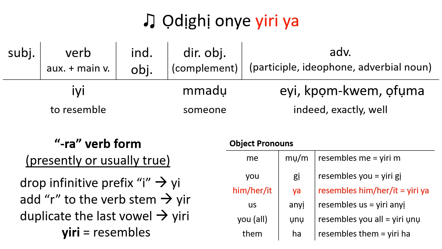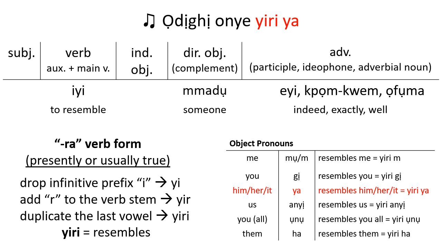We've discussed him as ya. Ya is gender neutral and also means her, and it also means it, so it's not specific to people or living things. So yiri ya can mean resembles him, resembles her, or resembles it. The context of the statement will tell you which one of those is being used. Resembles me is yirimu or yirim. Resembles you is yirigi. Resembles us is yiranye. Resembles you all is yiri unu, and resembles them is yiri ha.